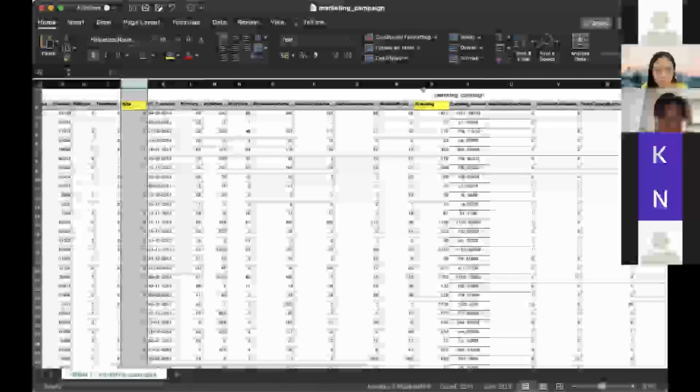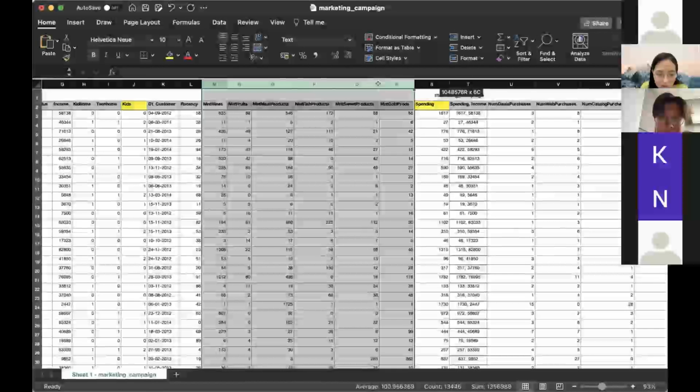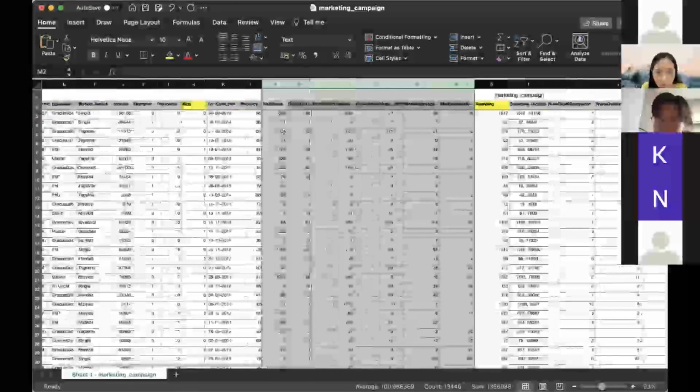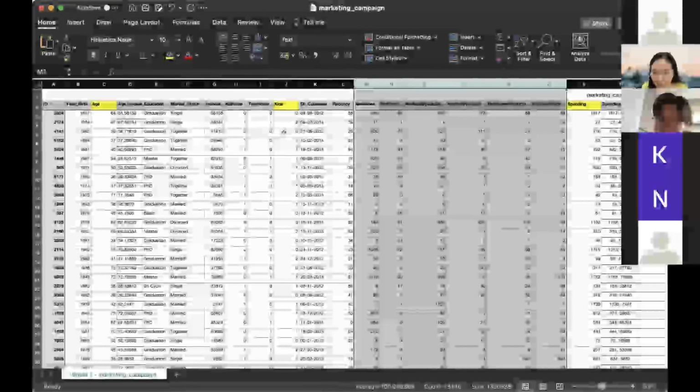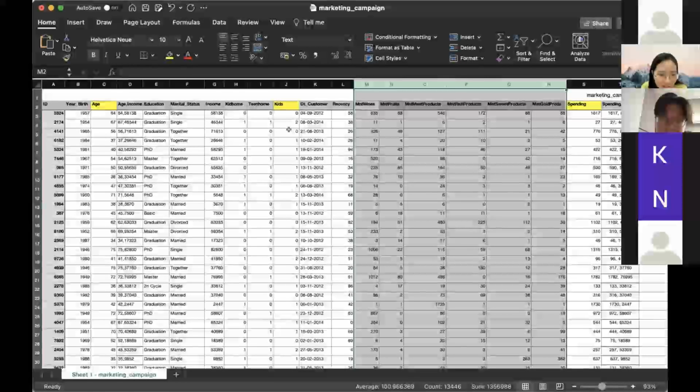And the next thing is the spending. Initially, there were a lot of columns. By the way, I perfectly agree with you. You should subtract the year of birth from 2020 to get the normal age.